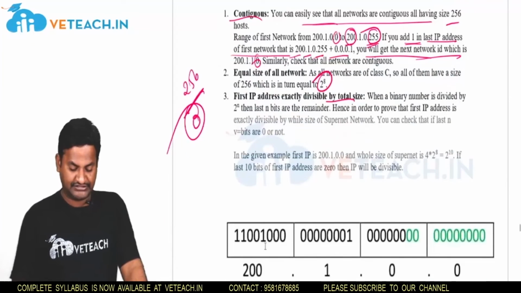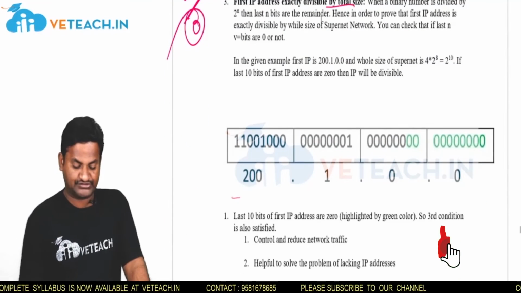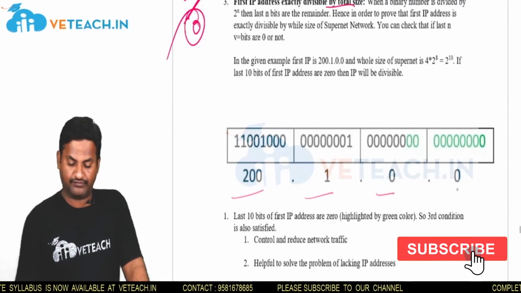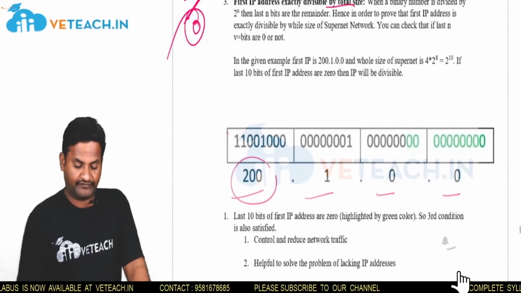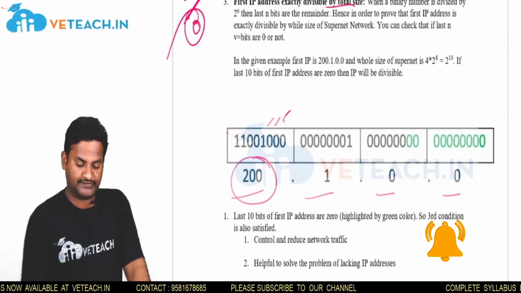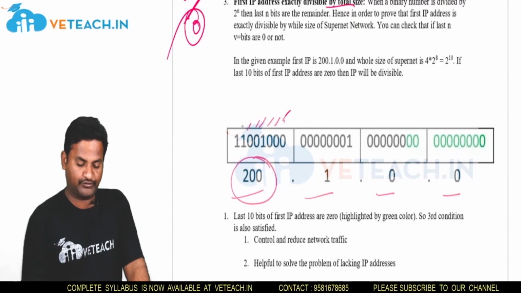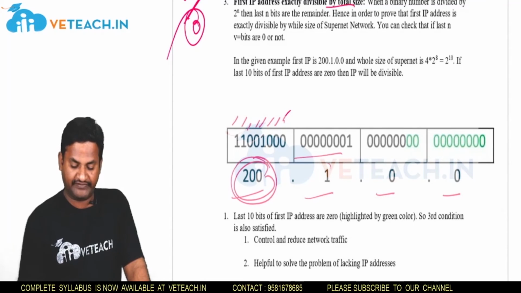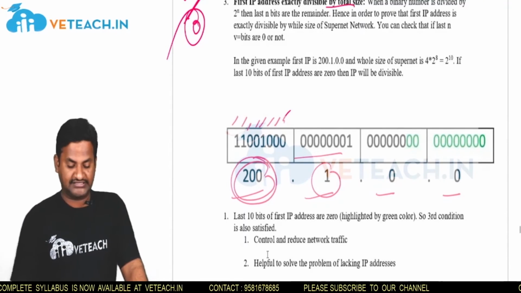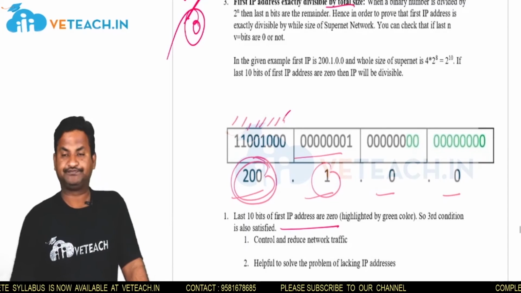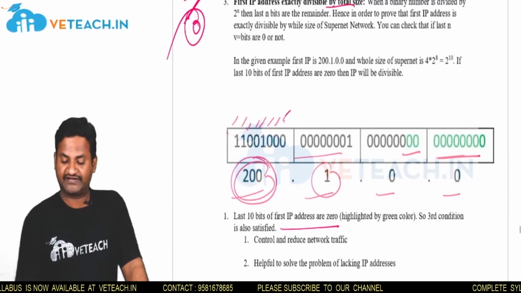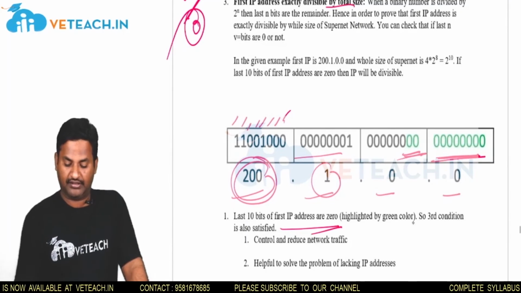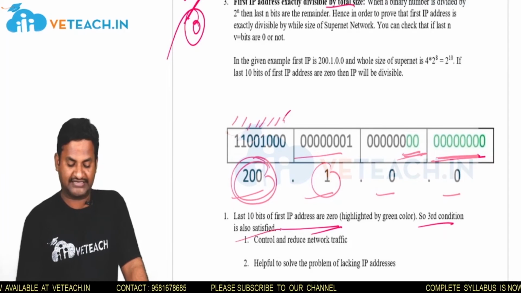So in this representation, how can we classify? This is 201.0.1. This is 2 power 0, 2 power 1, 2 power 2, 2 power 3, 2 power 4, 2 power 5, 2 power 6, 2 power 7. By adding we can get 200, and by this one we can get 1. The last 10 bits of the first IP address are 0. The last 10 bits of the first IP address are 0. So the third condition is also satisfied.